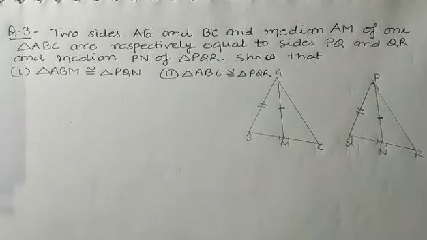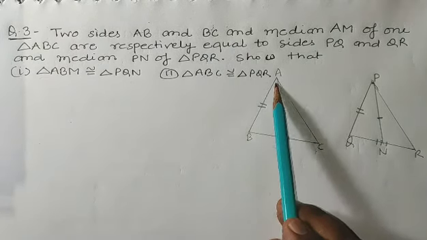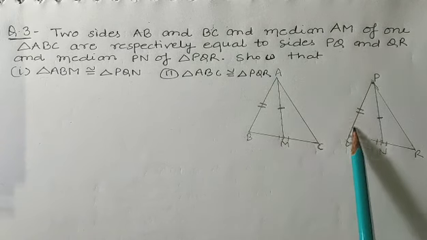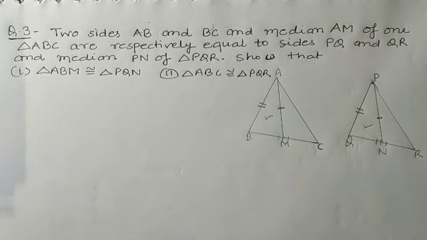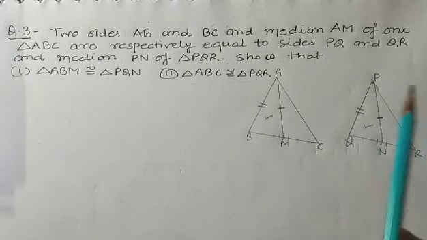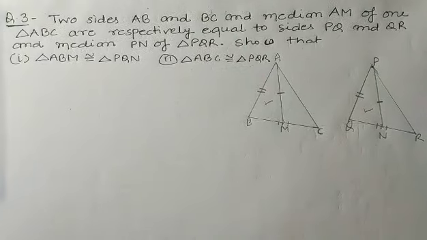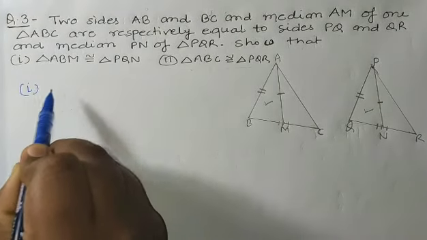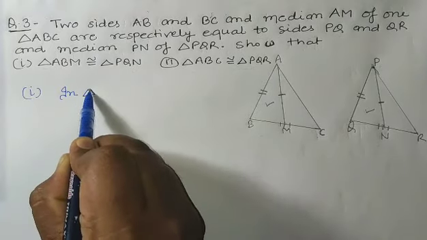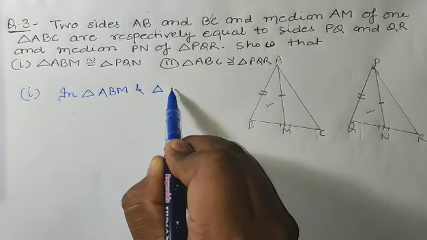Okay students, so we have to show the first question, triangle ABM is congruent to triangle PQN. Triangle ABM is congruent to triangle PQN, means this and this. We have to show that these two triangles are congruent, and after that in the second question we have to show that the whole triangle ABC is congruent to the whole triangle PQR. Okay, so how will we solve this question students? Let us see. See students, for the first part, firstly we'll see in triangle ABM and triangle PQN.